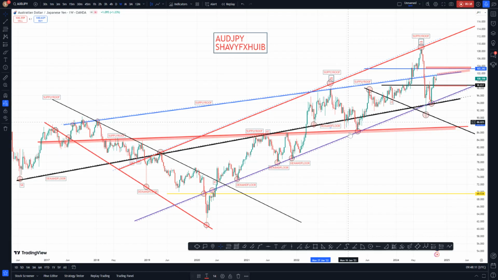Demand 1, demand 2, demand 3, break of a demand floor. You can see it, and price returns to another demand structure, which we have at the bottom, which coincides with our ascending trend line. Here we have double confluence.